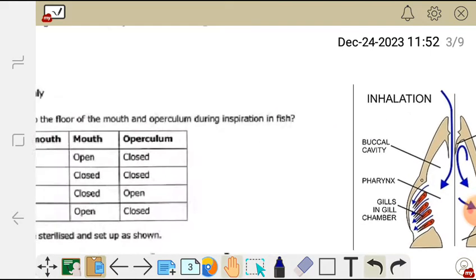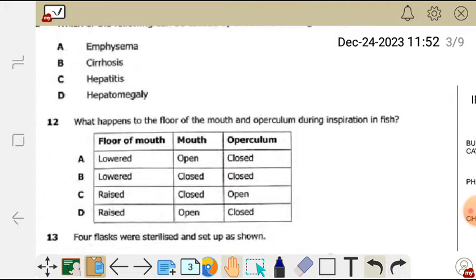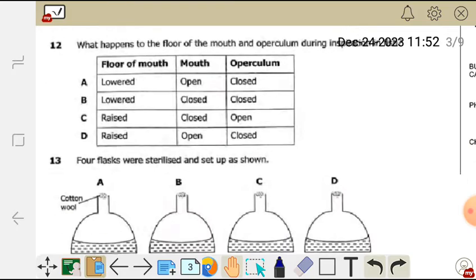So let's see our choices here. The floor of the mouth, I said, should be lowered, and then the mouth should be open and the operculum should be closed. That is inspiration in fish. So the correct answer here for question 12 is A. A is the correct answer. Question 13.